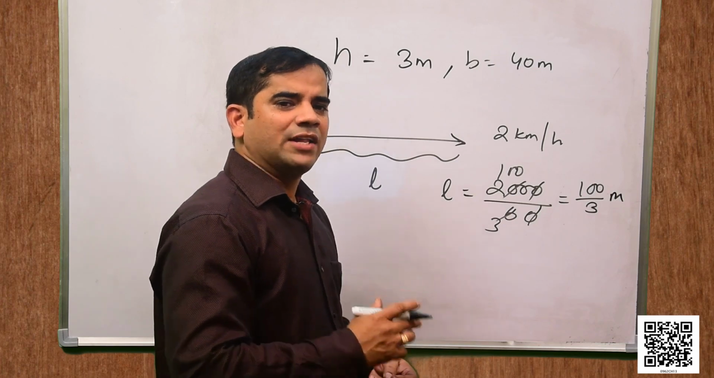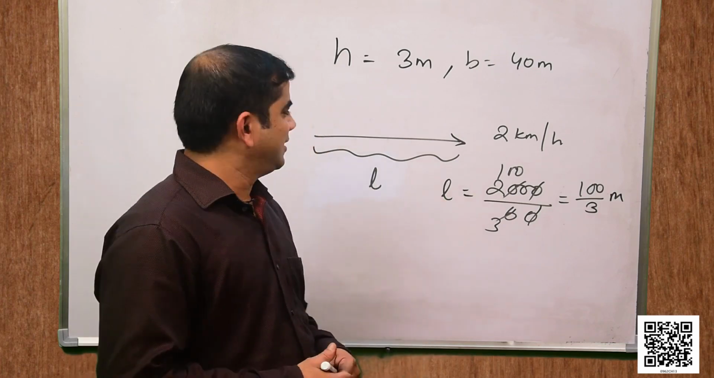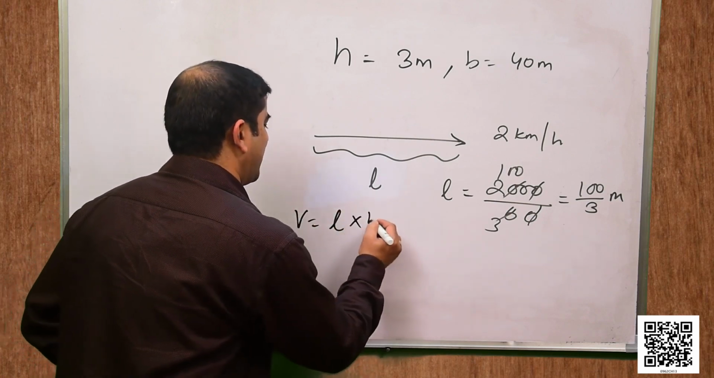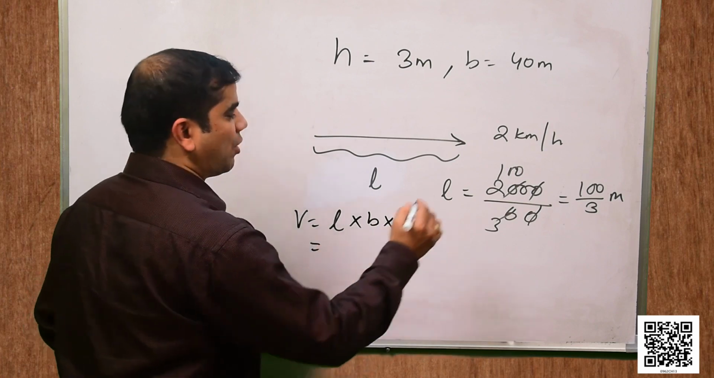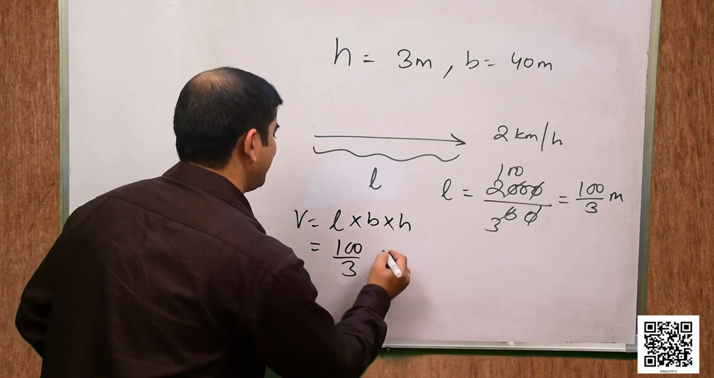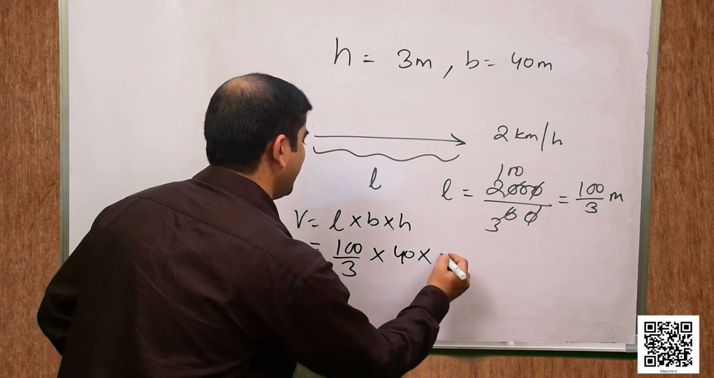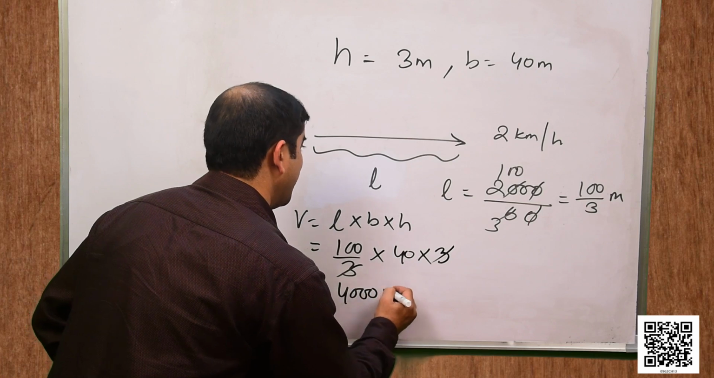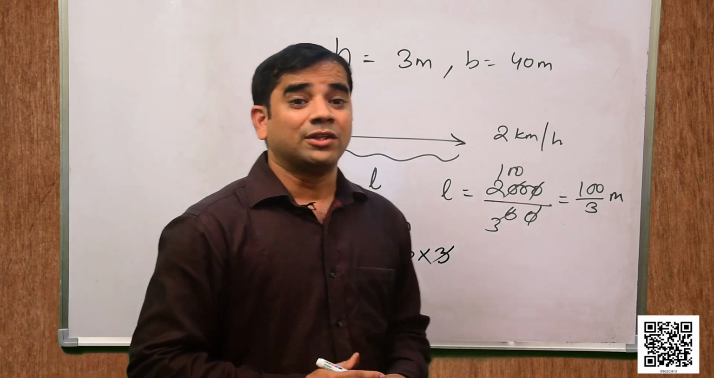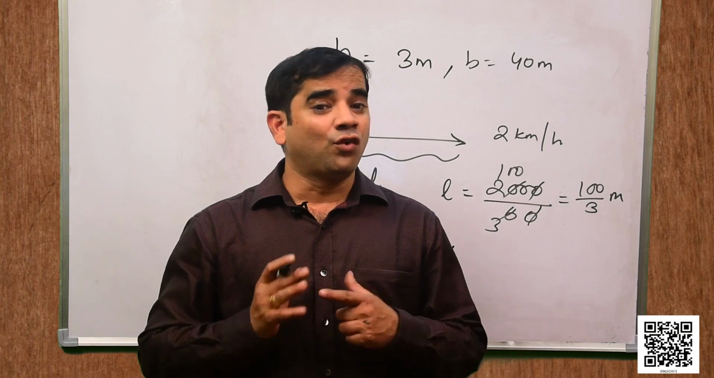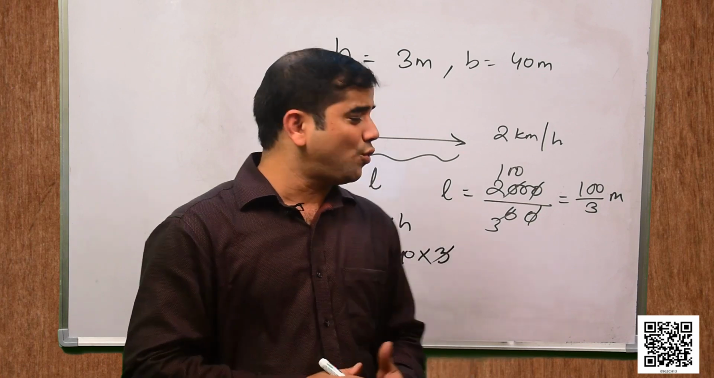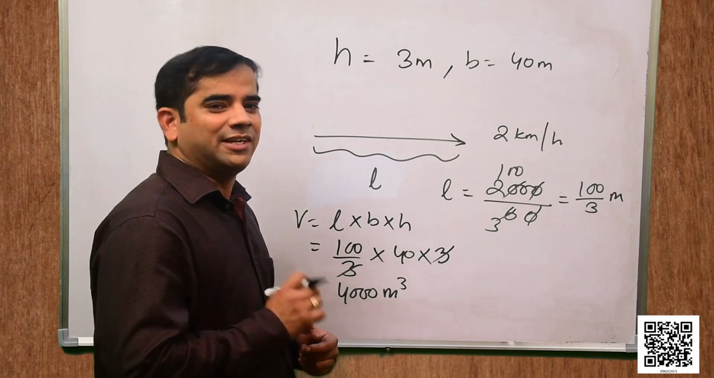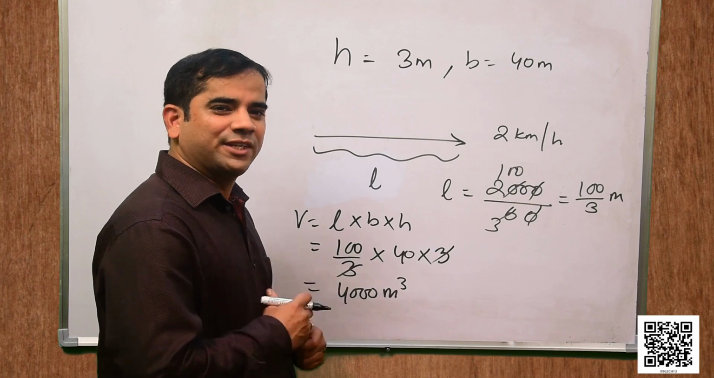Okay, let us now find the volume of water. So students, what should be the volume then? Volume is equal to length into breadth into height. So length is found to be 100 by 3, breadth is 40 and height is 3 meter. So 4000 meter cube. So the volume of water that will flow in 1 minute is equal to 4000 meter cube, which will flow in 1 minute in that river. Hope you understand the solution for this question.